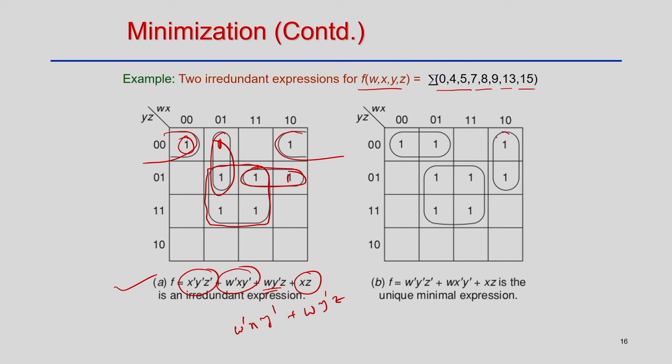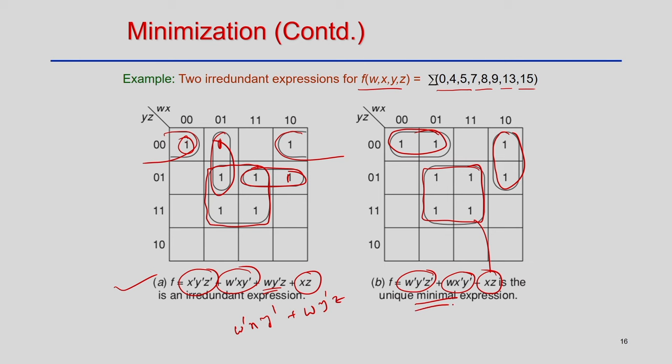But I could have approached this way also. I can choose these two and combine these two and these two, because they actually cannot be part of a cube of size 4, and I will end up having these two product terms. And then I can choose this 4, and then I will have this xz. So this is my minimal expression.